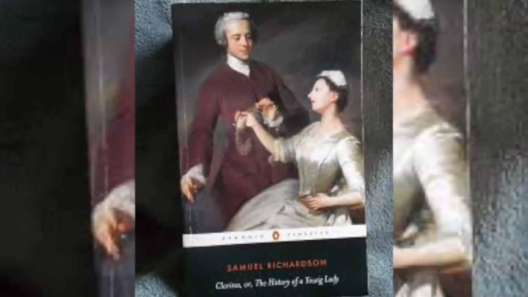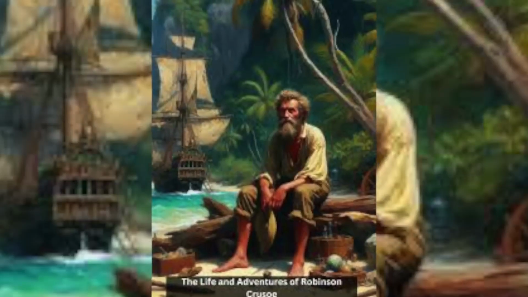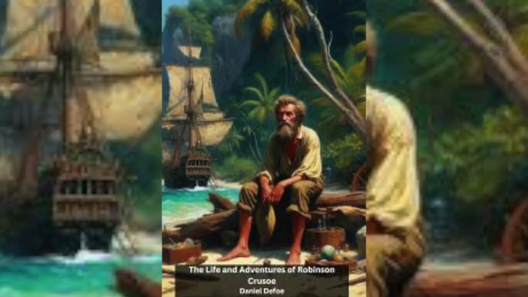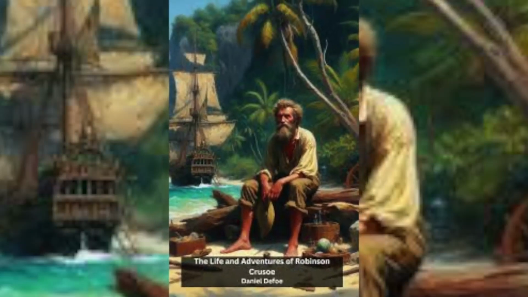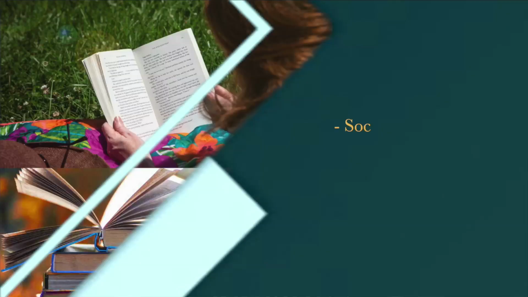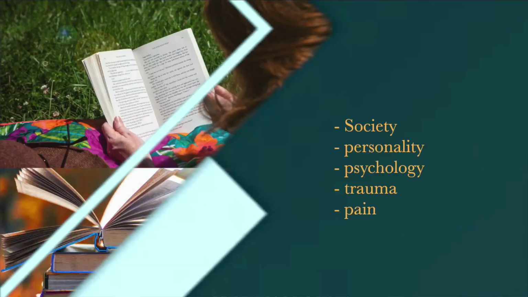It has evolved. From the early period of the 18th century, when you had novels like, say, Richardson's Clarissa in the West, or Robinson Crusoe by Daniel Defoe. I'm sure we have all read Robinson Crusoe, or we know about the story. Now we have complex stories. Now we have different layers. We have society, we have the personalities, we have psychology, we have trauma, we have pain, we have joy. So you see how the novel form has developed over time.